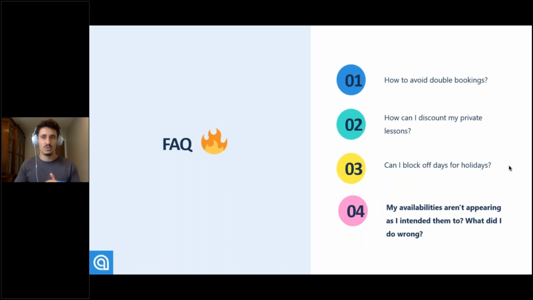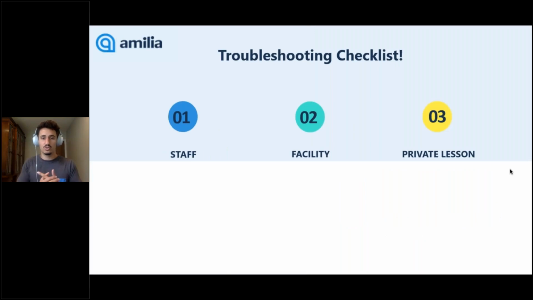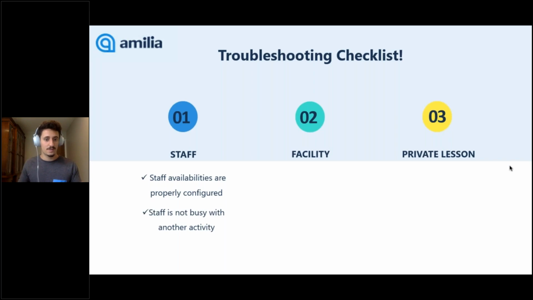So you might have configured the whole thing, but it's not showing up as you anticipated. What happened? So it can be a multitude of things. So we've created a troubleshooting checklist. So the 3 key things that you want to look at are your staff, facilities, and private lessons. So if you're looking at your staff, you want to make sure that your staff availabilities are properly configured. Sometimes you can just go over it or miss something. You want to make sure that the staff is not busy with another activity, so they're not linked to another activity in your organization that would make them unavailable for that time slot.